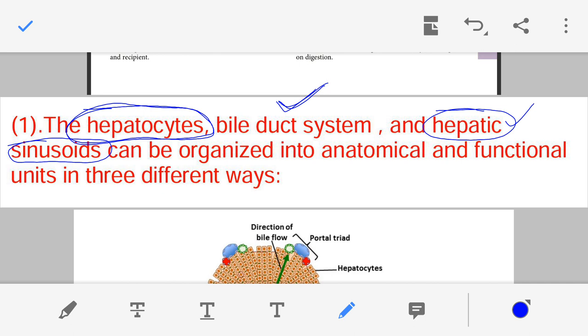So now we have an idea about the hepatocyte, bile duct system, and hepatic sinusoid. Now what are we going to discuss in this lecture? All these structures, hepatocyte, bile duct system, and hepatic sinusoid: how they are organized, how they are arranged, how they are present in the entire liver. So this lecture is all about the arrangement of the hepatocyte, bile duct system, and the hepatic sinusoids in the liver.